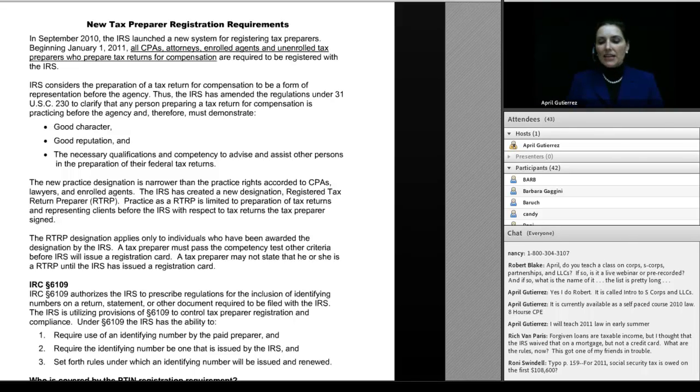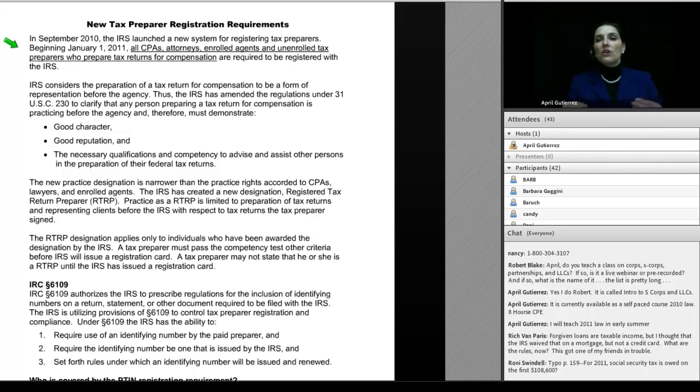The next thing in line is the new tax preparer registration requirements. And of course, lots of people are really interested in this. They might be interested because they are a tax preparer who now has to take the new IRS test. Or maybe you're a CPA and you employ tax preparers, and you're wondering, how does this impact me? It impacts everyone. And the first stage of the entire program involves registration.